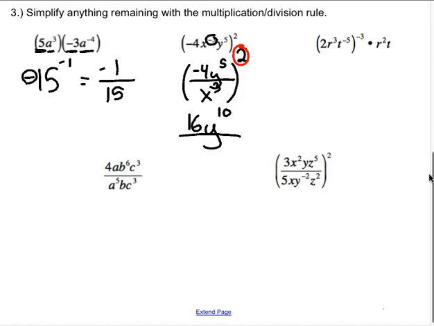X to the 3rd to the 2nd, well, that's another power of a power. 3 times 2 gives us 6. And that's going to be our final answer.